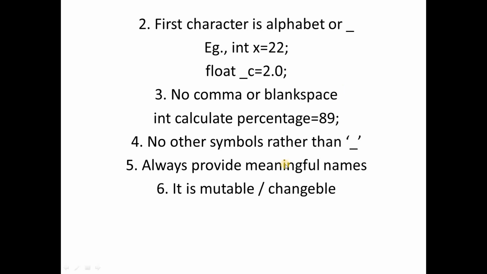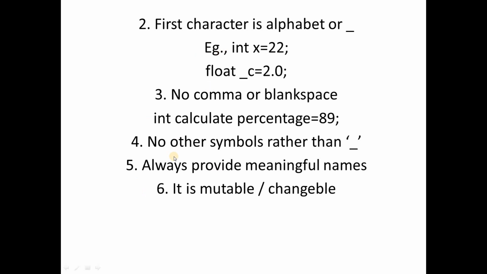Okay, then the fourth rule, which is no other symbol rather than underscore. We discussed in the second rule, no other symbols are used to define a variable. The first letter is an alphabet or underscore. Numbers, hyphens, and any special symbols are not allowed here.